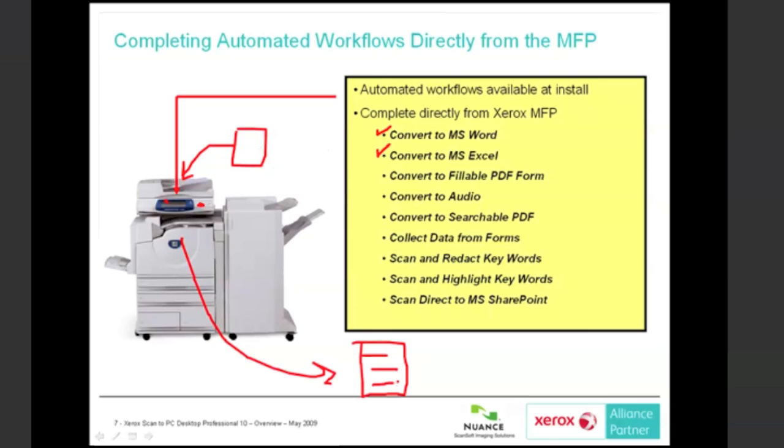And again, one of the key advantages of Scan to PC Desktop Professional, and I'll be able to show you this in a few moments, is our very high accuracy level. You'll see that not only will the document be very accurately converted because it will look very much like the original document, but also every word within the document will be very accurately recognized. OmniPage is rated at about 99% accuracy.